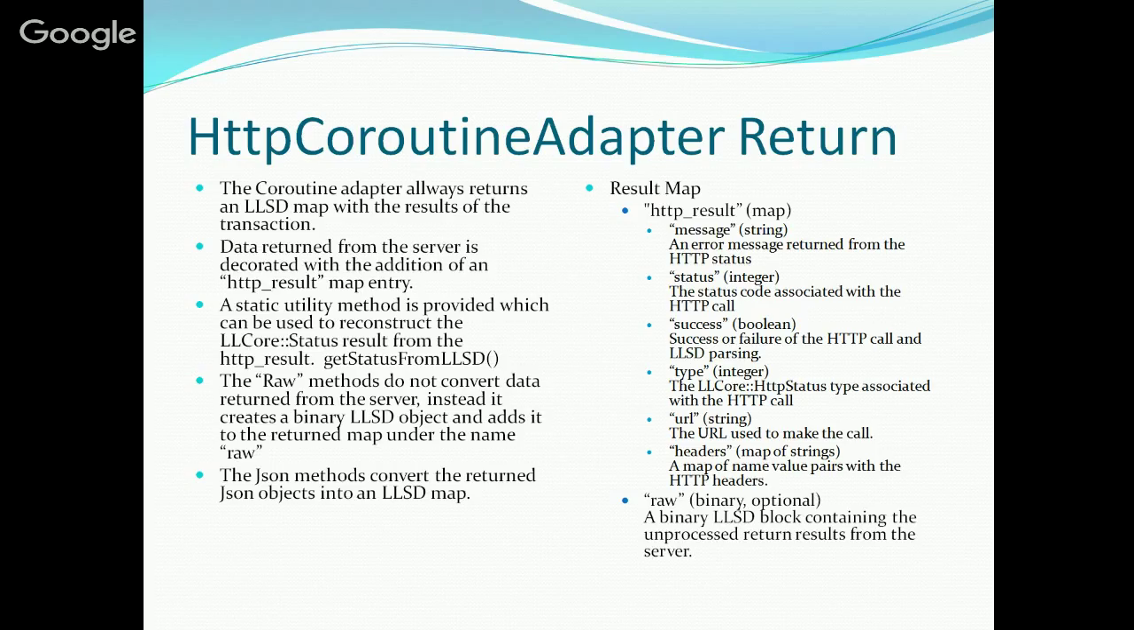For any method which is tagged as raw, so get raw and suspend or post raw and suspend, the result will also have a raw entry, which is a binary LLSD object, simply a memory block containing the unprocessed results of the call. If the service you were talking to has returned JSON, and you've used one of the JSON methods, then any JSON return will have been converted into an LLSD object, or an LLSD map, and also decorated with this HTTP result.